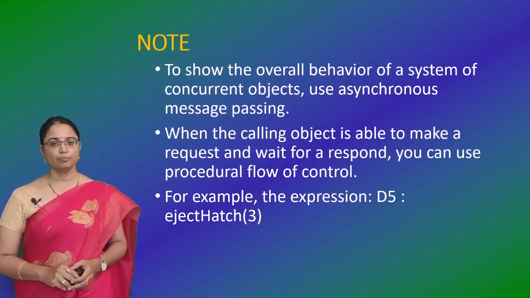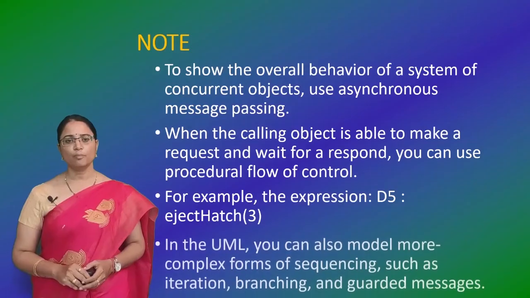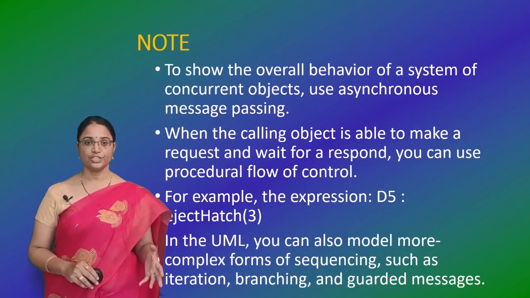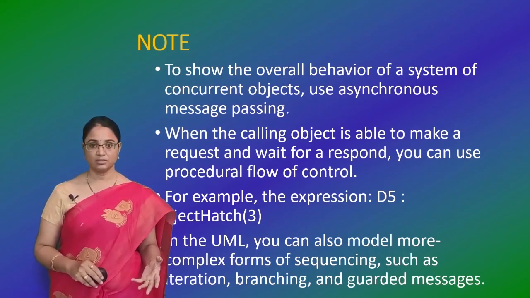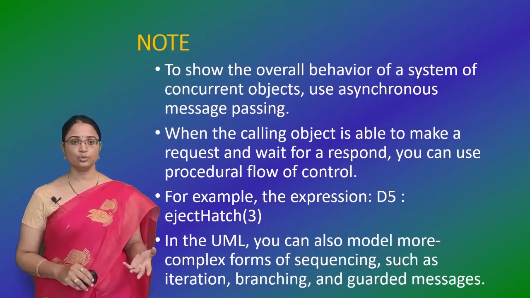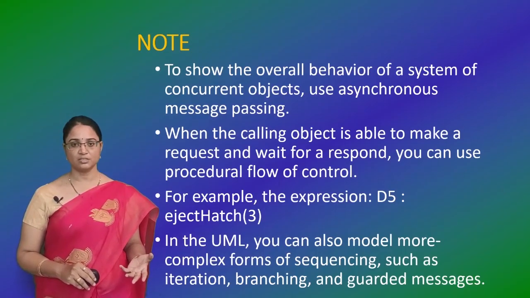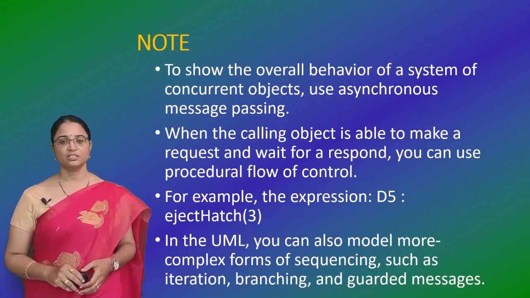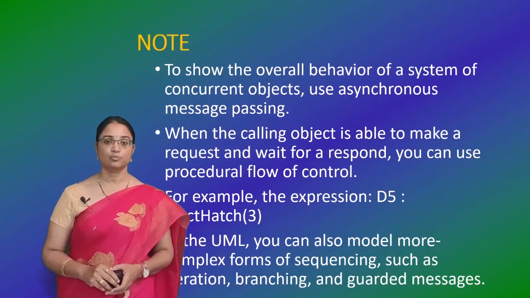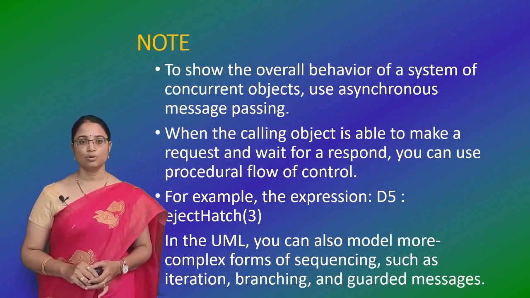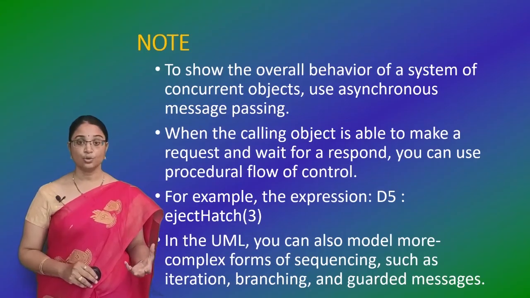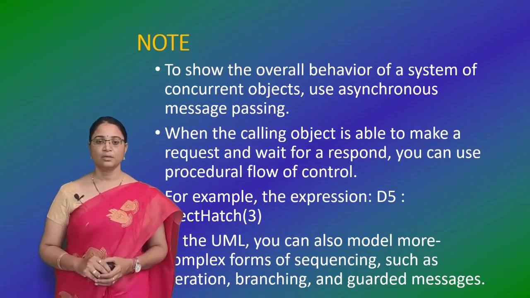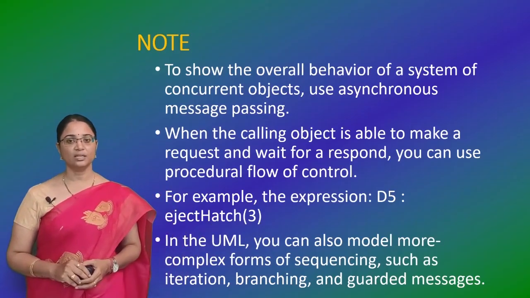And one important point you need to note here is that in the UML you can also model more complex forms of sequencing such as iterations, branching and guarded messages. Yes, in a programming language you can do iterations, branching and guarded messages by using if else, switch, for loops and conditions. But how can this be done in a modeling language? We can do the same thing in the modeling language also. You can represent iterations, you can show branching, and you can also show guarded messages in the modeling language. So let's see how we can do that.